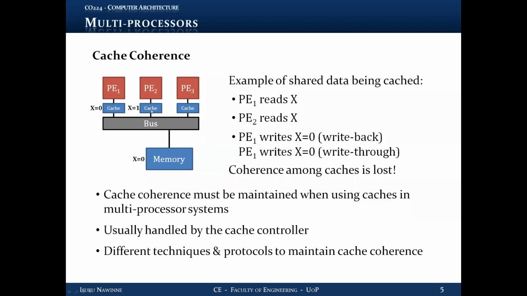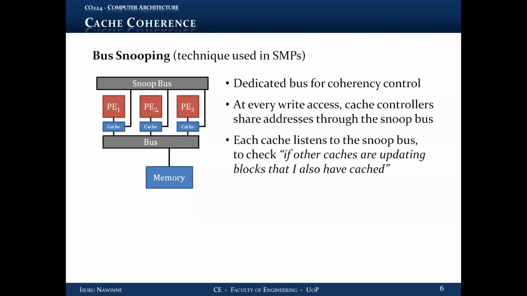So other cache controllers looking at that broadcasted write will see, processing element 3 here: okay, I don't have that block cached, so ignore it. P2's cache here: okay, I have that block cached, so I update the value X equals 0 and keep that block valid. So next time PE2 accesses the address X, it will see the up-to-date value X equals 0, right? It's not going to suffer a cache miss.